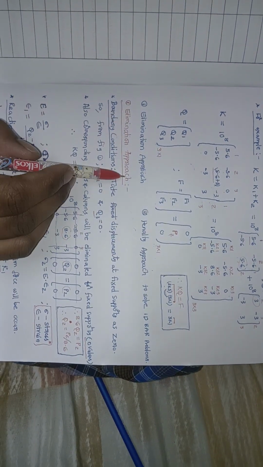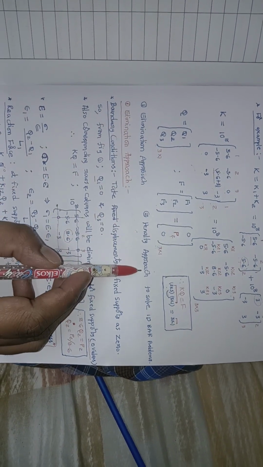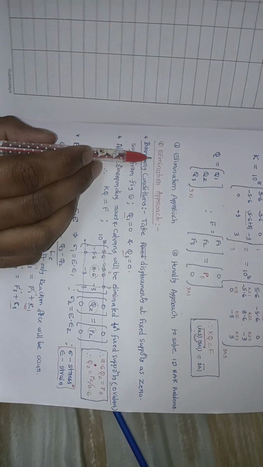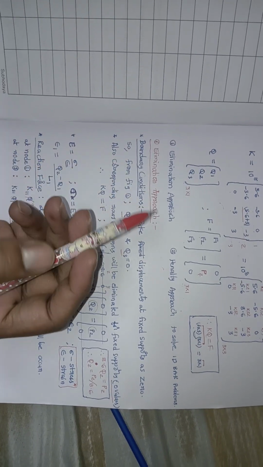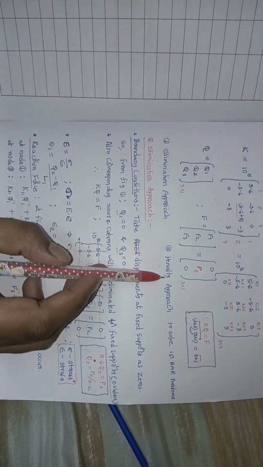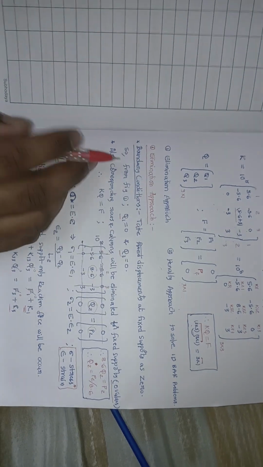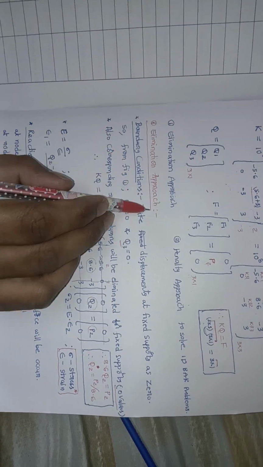Okay, so to solve this problem, we have one elimination approach method, the other one is the penalty approach, to solve one-dimensional bar element problems. Here the most commonly given method is the elimination approach. If they ask specifically, you can use either elimination or penalty. If they didn't mention, you can use any one method. Basically the elimination method is more user friendly, so it is easy to solve the problems with the help of the elimination approach method.